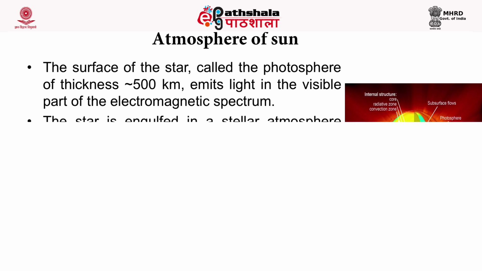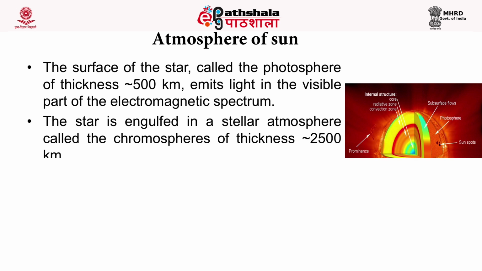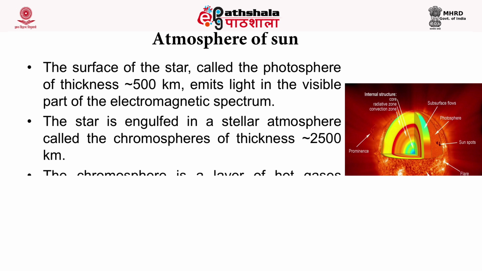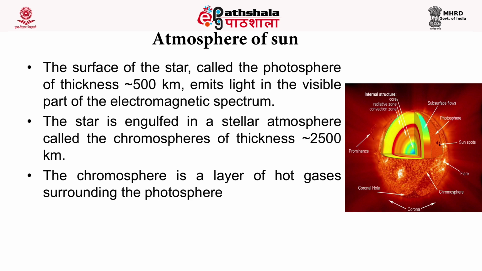The atmosphere of the sun includes the photosphere, chromosphere and corona. The surface of the star is known as the photosphere. It has a thickness of around 500 kilometer. It emits light in the visible part of the electromagnetic spectrum. The star is engulfed in a stellar atmosphere known as the chromosphere, of thickness 2500 km, and it is a layer of hot gases surrounding the photosphere.